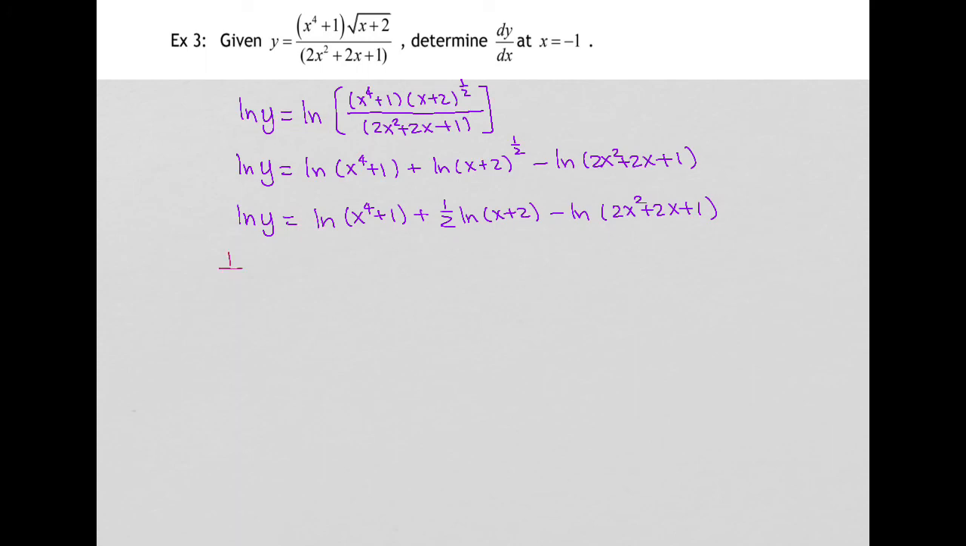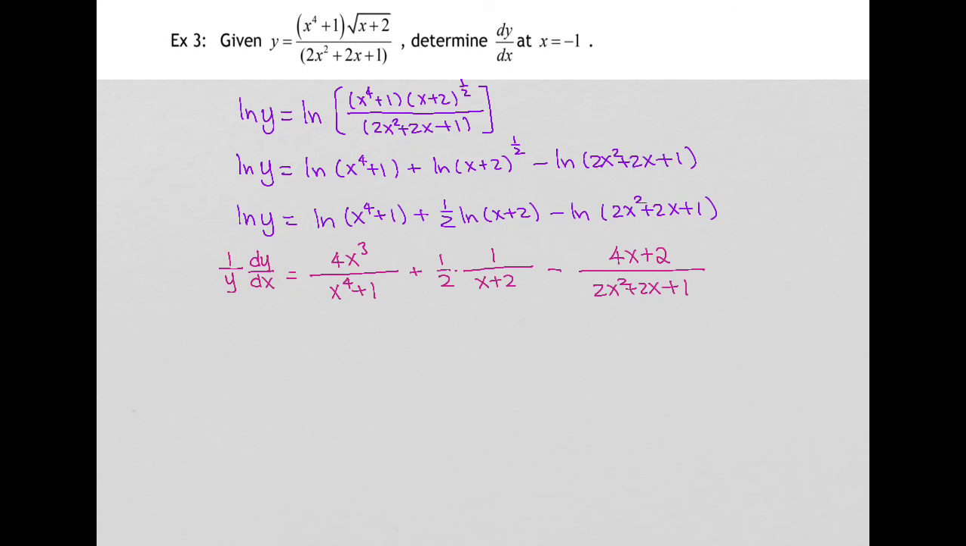So ln y is 1 over y dy over dx equals to, that's a ln, so you put the function in the denominator. Differentiation of the function here goes on the numerator, which is 4x cubed. Plus half is the coefficient times by, put x plus 2 in the denominator. Differentiation of x plus 2 goes on the numerator, which is a 1, minus, you put 2x squared plus 2x plus 1 in the denominator, and differentiation of this goes on the numerator, which is 4x plus 2.